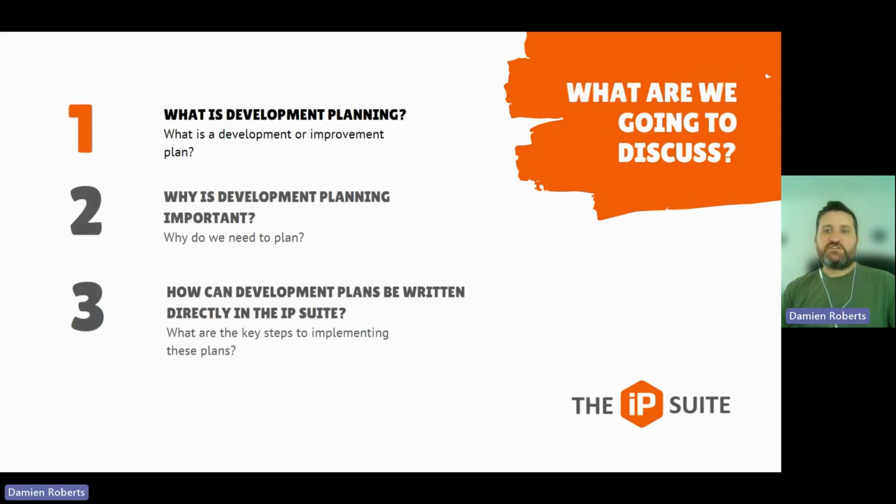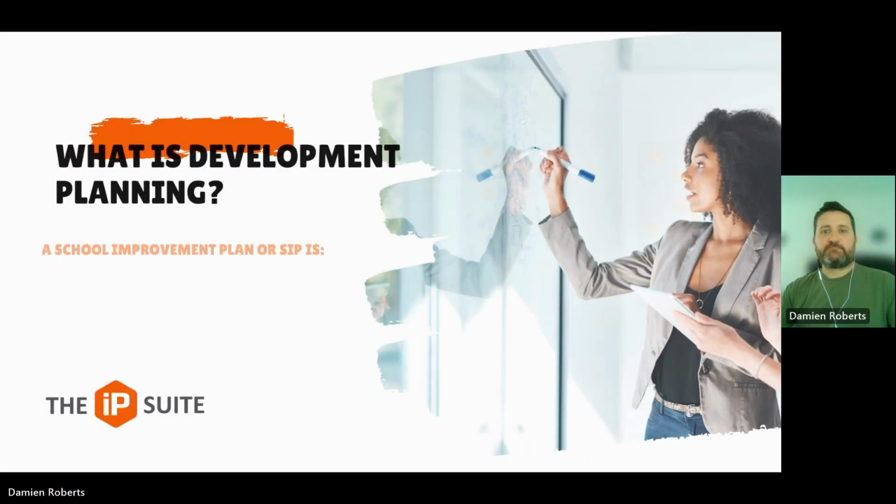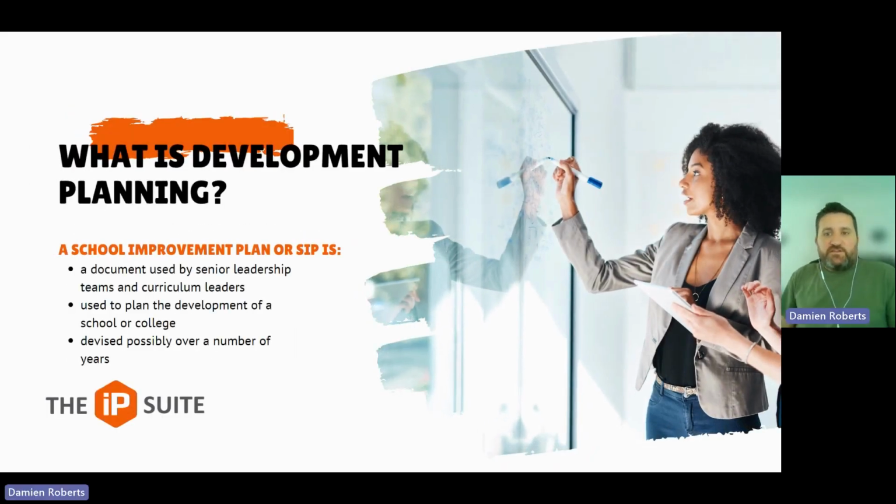So on to our first section on what is development planning. Whether you call it the development plan, the improvement plan, the raising attainment plan, or academy improvement plan, it goes by many names, but typically it's a document that is centrally available to be used by senior and curriculum leaders, which is utilized to identify strategic objectives for improvement. The plan may cover a single year, or alternatively, it may cover a 3 to 5 year period.